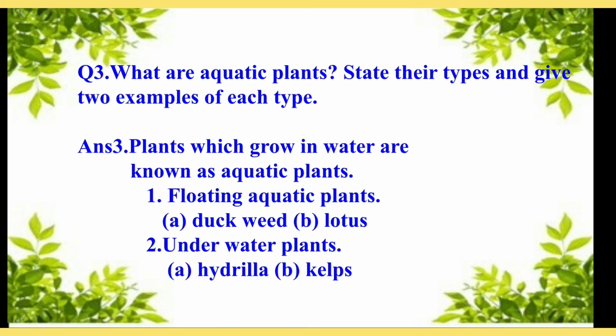After that, question number 3, what are aquatic plants? State their types and give two examples of each type. So, plants which grow in water are known as aquatic plants, and it is of two types, floating aquatic plants and underwater plants. Floating aquatic plants include duckweed and lotus. And underwater plants include hydrilla and kelps.